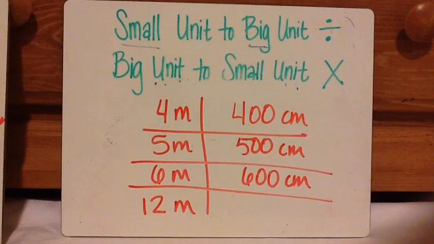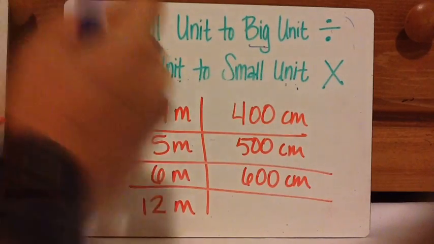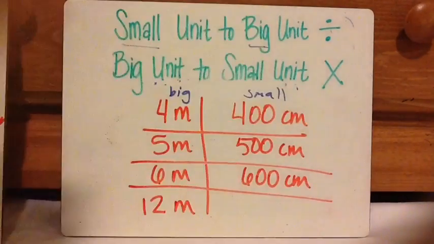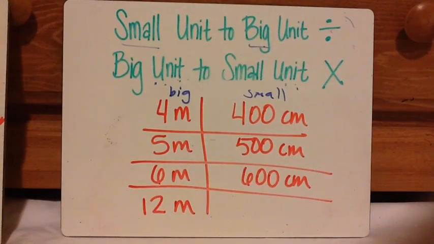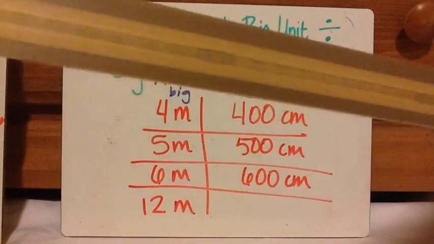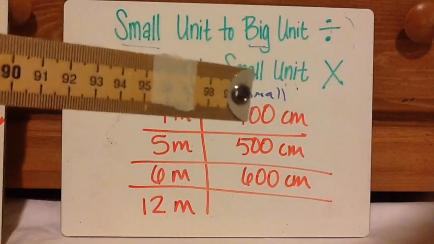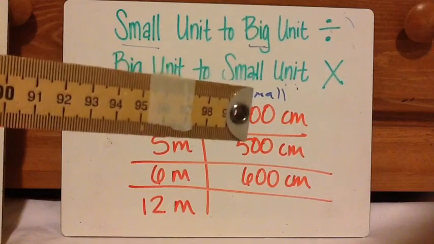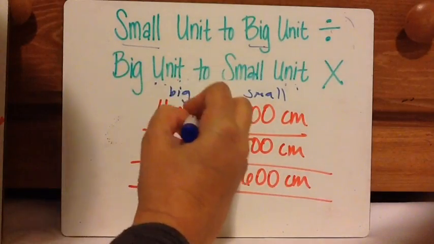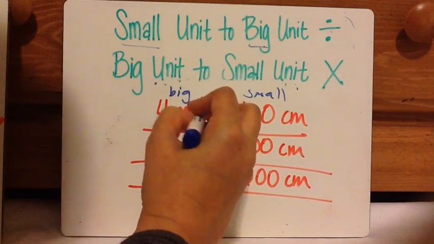5 meters is 500 centimeters. 6 meters is 600 centimeters. 12 meters is what? So recognize that this is a big unit and this is the smaller unit. Now in every meter stick, every meter starting from here all the way over, there is 100 centimeters. I know you can't see it, but that very tip is 100. So every 100 centimeters equals a meter.